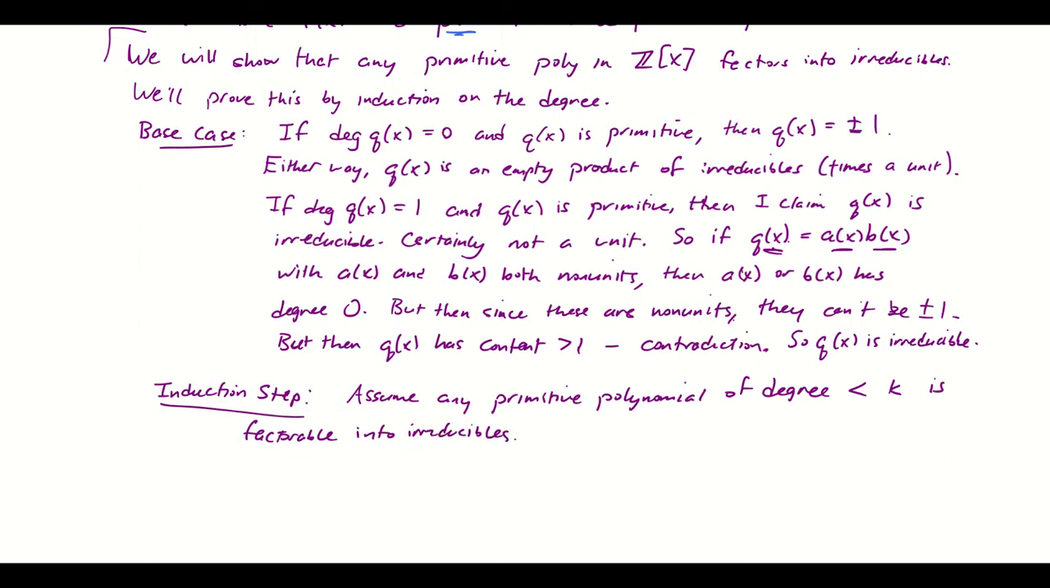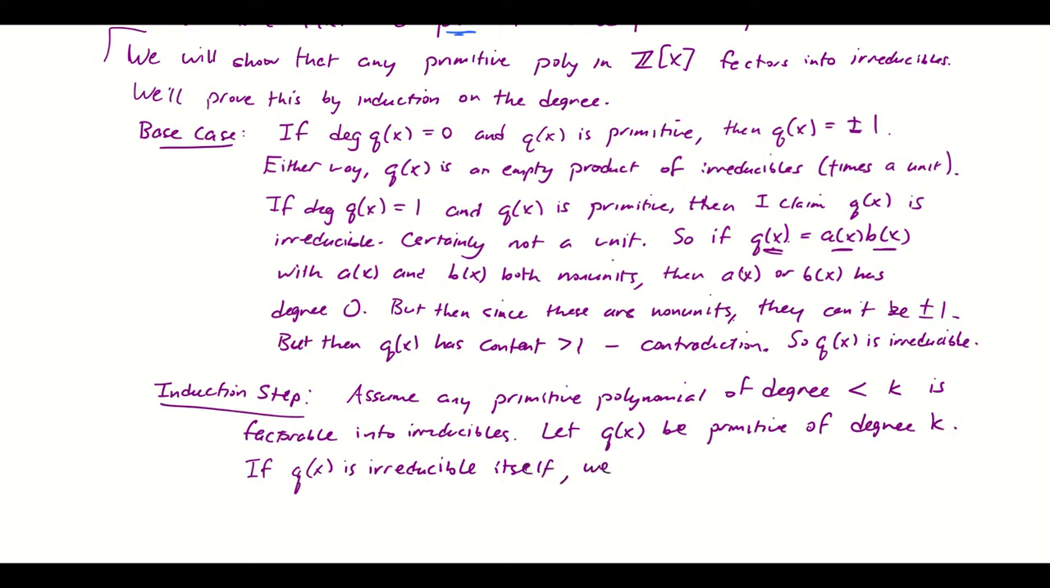All right, so let's assume that, and let q of x be primitive of degree k. All right, then what are we going to do? Well, first of all, if q of x is irreducible, then we win. It's already factored into irreducibles. So if q of x is irreducible itself, we are done, because our goal was to factor into irreducibles, and that's already done.